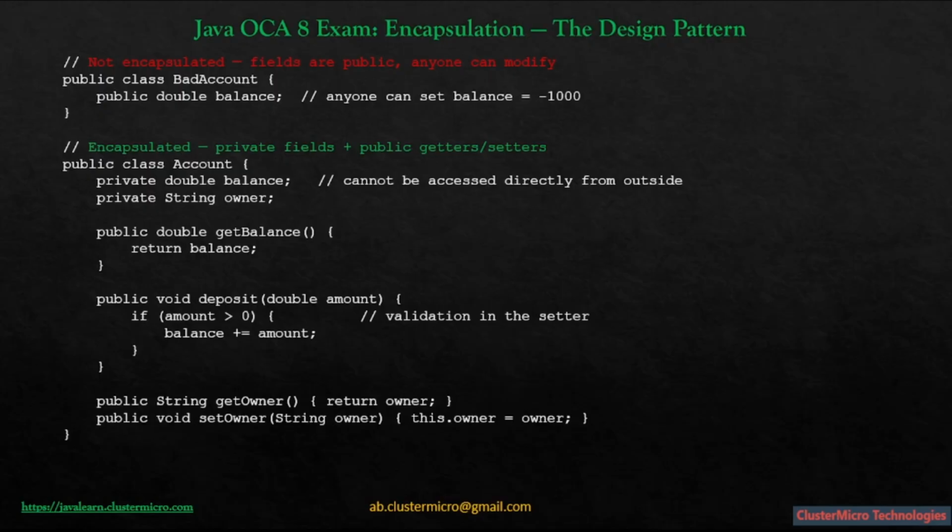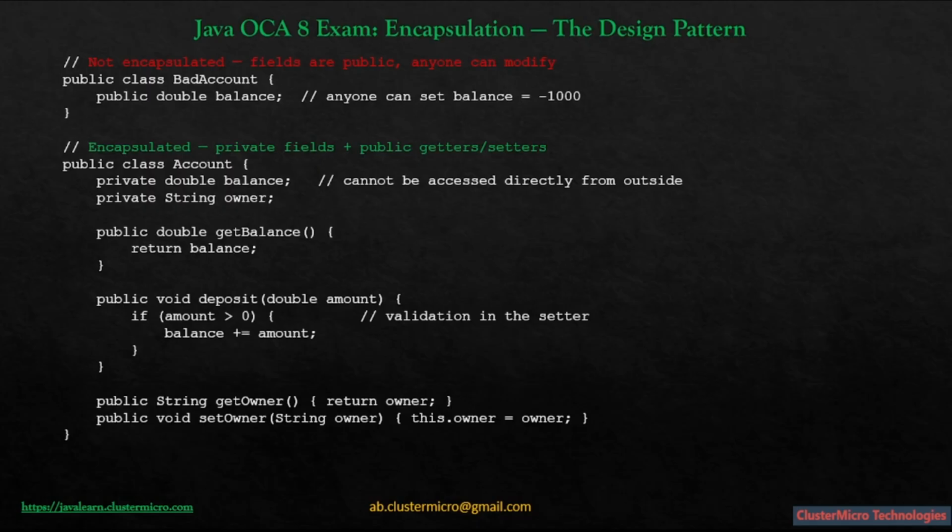Okay, and then you see an example of a setter, public void deposit(double amount). If amount is greater than 0, then balance += amount, right? So instead of a plain setter that just assigns any value, deposit enforces a business rule. You can only deposit a positive amount. Negative amounts and 0 are silently ignored. The object controls its own state.